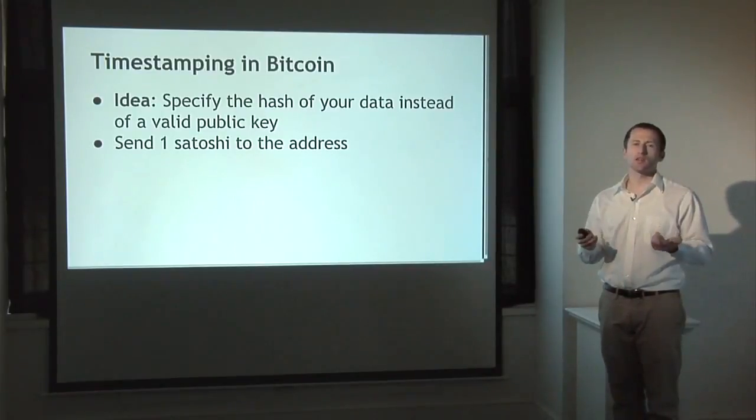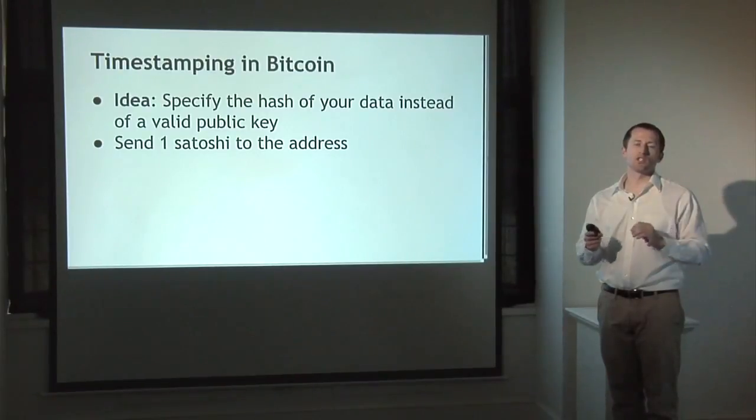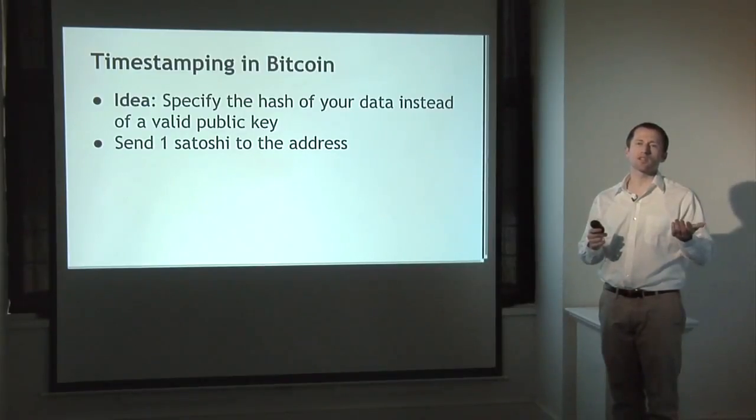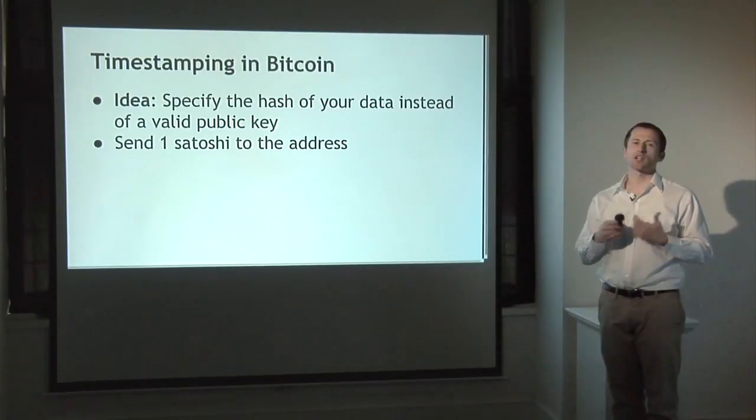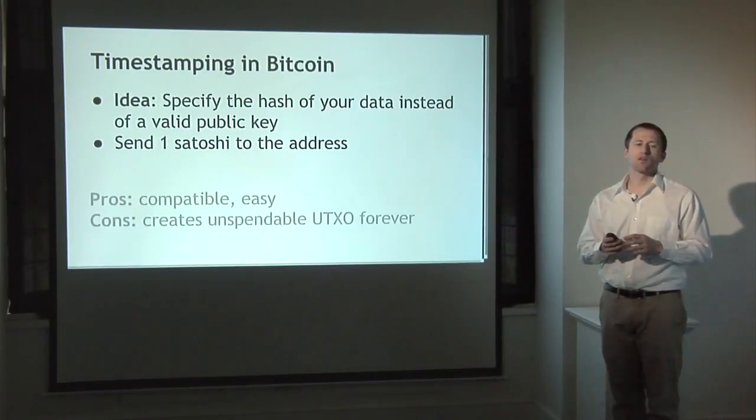So the simplest idea that people came up with first is, instead of sending money to the hash of a public key, just send it to the hash of your data. You can send a very small amount, say 1 Satoshi, the minimum possible transaction value in Bitcoin, to that address, and of course it's in your interest to send as little as possible because you're never going to get the money back. Since that is a hash of data and not a public key, there's not going to be any way to ever spend the coin that you send to that address.